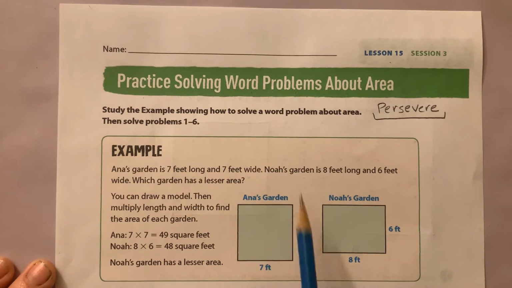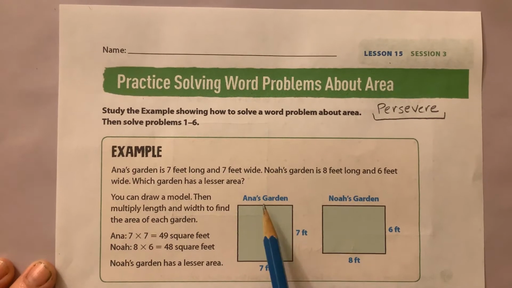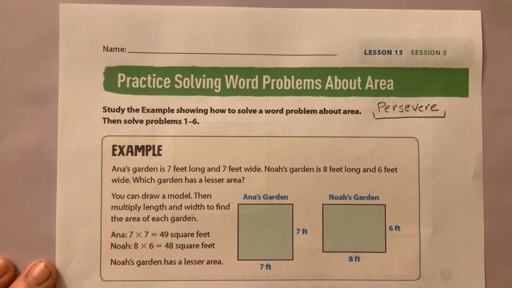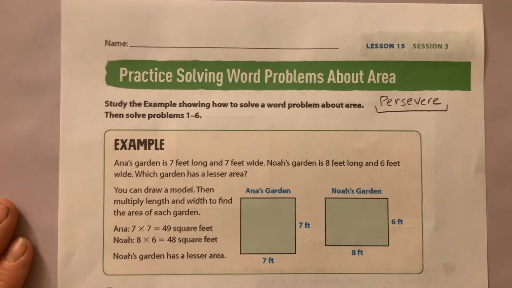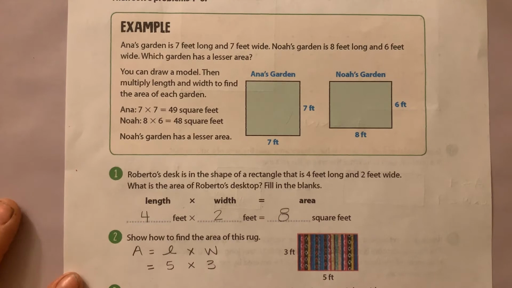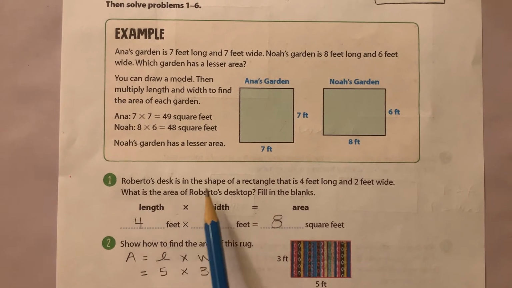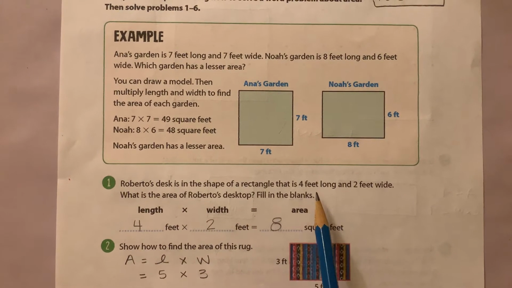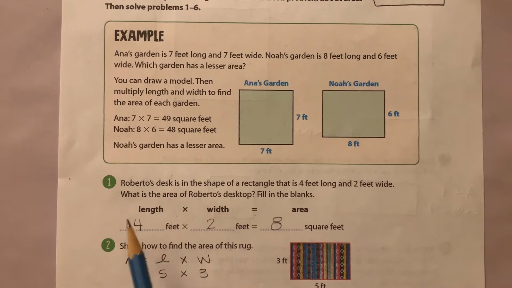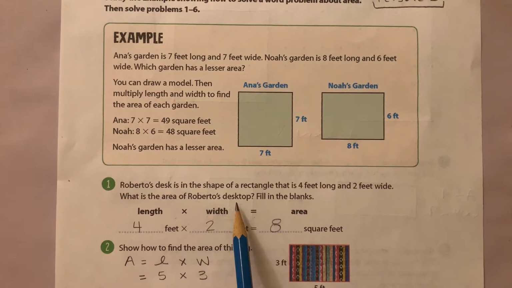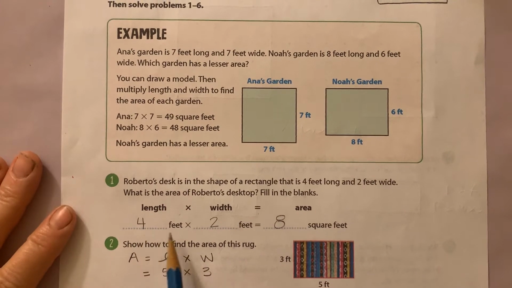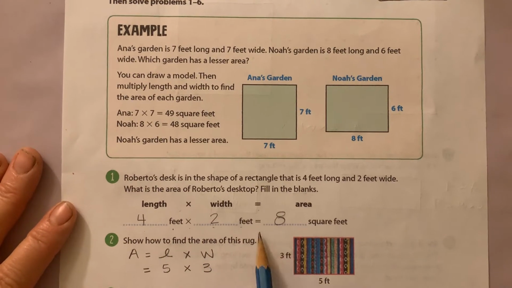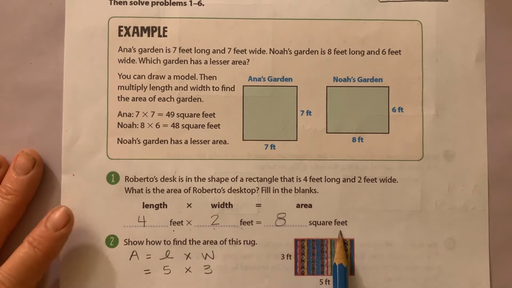So hopefully you've read through the example. I thought they did a really good job of comparing Anna's garden to Noah's garden, and they showed you how to solve the problems. Okay, let's look at number 1. Roberto's desk is the shape of a rectangle that is 4 feet long and 2 feet wide. What is the area of Roberto's desktop? Fill in the blanks. You should have filled in 4 feet by 2 feet equals 8 square feet.